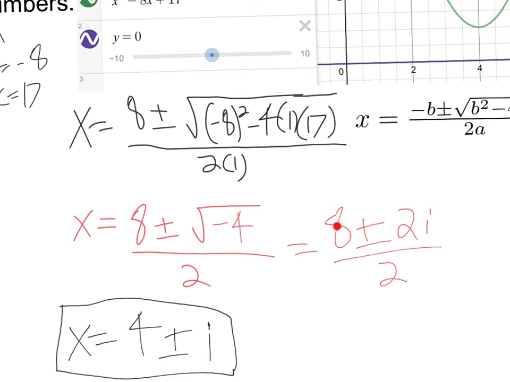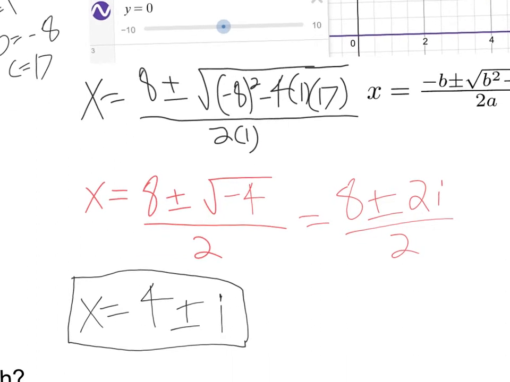And so are 8 and 2i divisible by 2? Yes, they are. 8 divided by 2 is 4. 2i divided by 2 would just give you 1i, so you can just write i. So I have my final answer here being 4 plus or minus i.